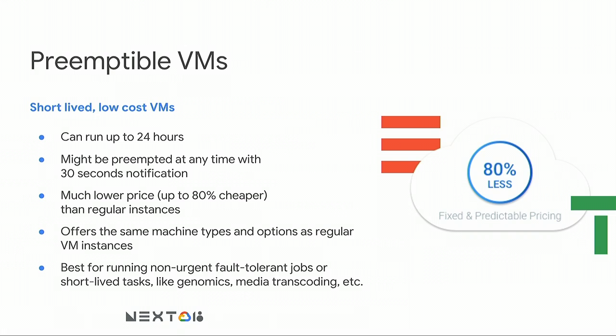They're really suited for, say, fault-tolerant workloads such as batch jobs, media rendering, genomic jobs, or short-lived jobs. They are not very suitable if you have a job with a certain deadline. Say, in the next hour you want to run a business report. We don't recommend you run that on preemptible VMs.